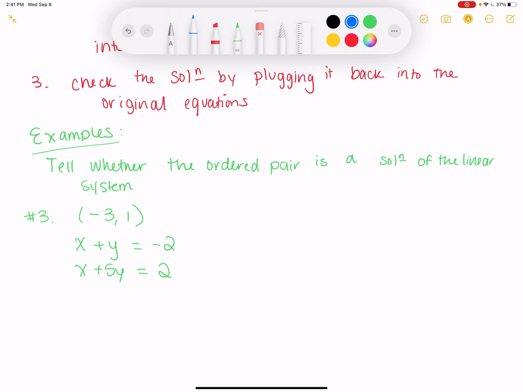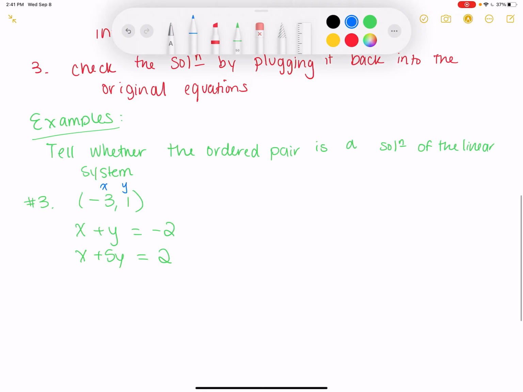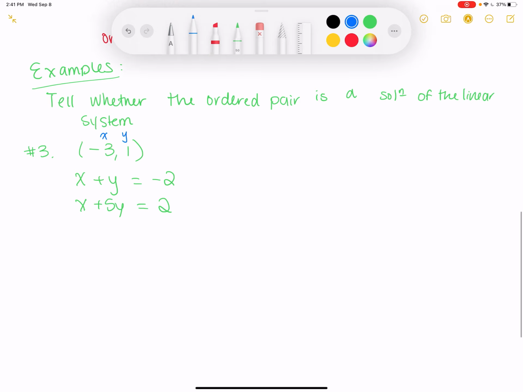So just as a reminder, this is x, this is y. So we're going to plug that point into both equations separately. Does that say 5? Yes. So I'm going to take and plug -3 in for x.